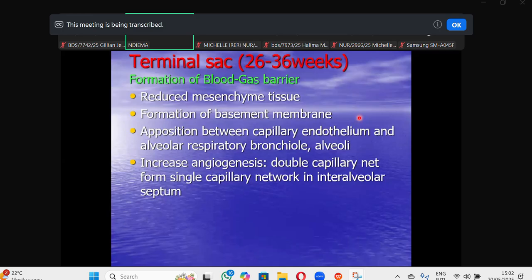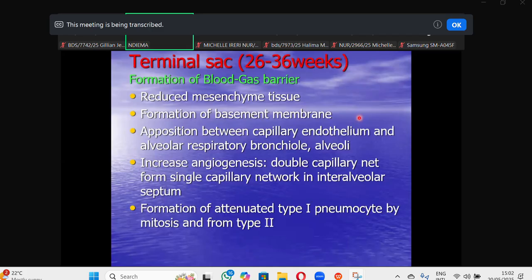So this increased angiogenesis, more blood vessels, formation between the septa, and also more thinning out of the cells to form type 1 and type 2 pneumocytes. And by week 32, we have now steady and adequate formation of surfactant. And how do we know this maturation of the lung? By looking at the lecithin sphingomyelin ratio, which is supposed to be 2:1, indicating that the lung is mature.